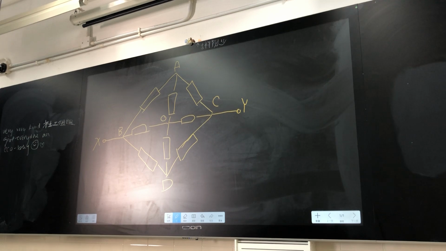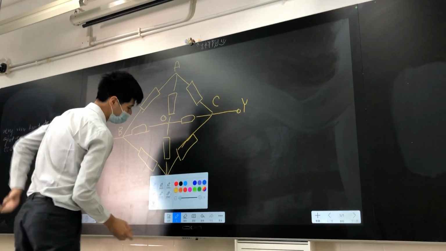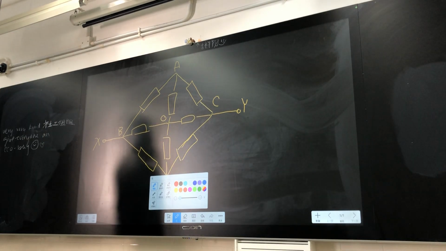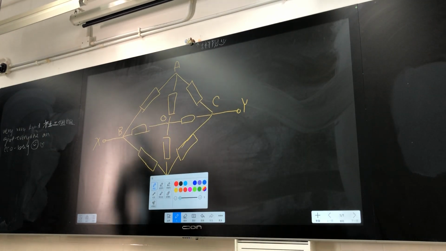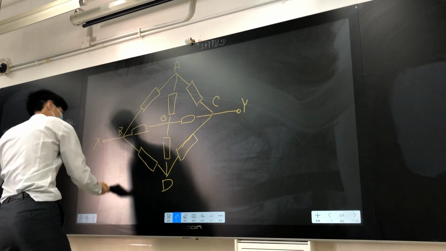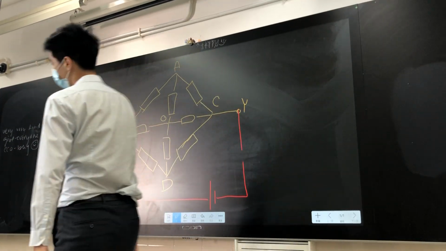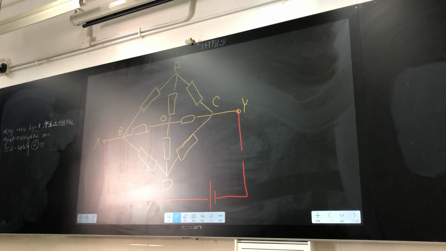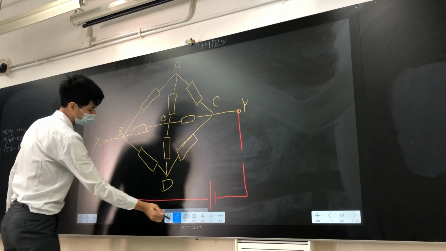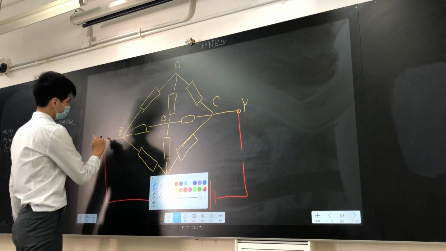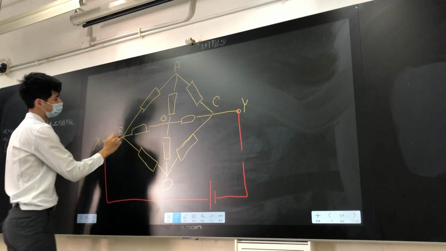Okay, so although this looks very complicated, if you follow the current, then you will find that this diagram will become a very simple structure. Now if we connect the battery like this, then the current will flow. The current will flow to this point, right?